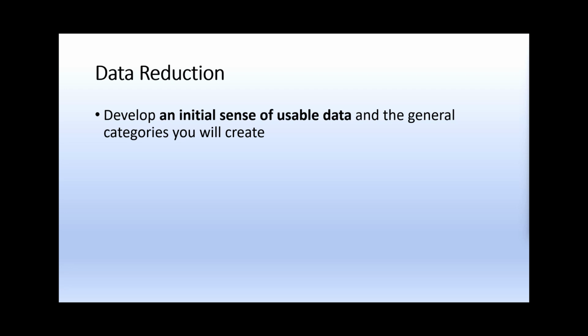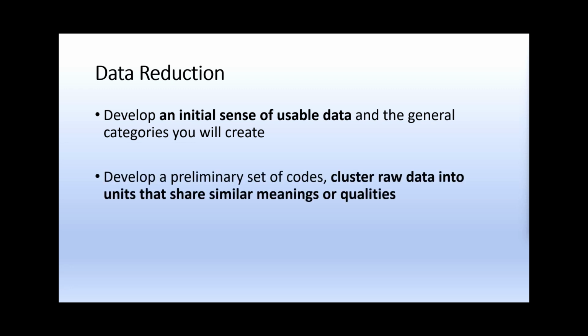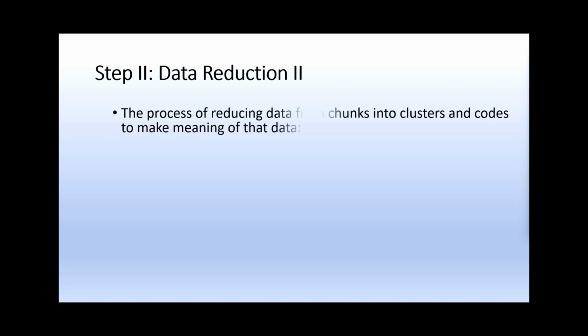So we have data reduction. That's when you develop an initial sense of usable data and generate categories. So you develop a primary set of codes. We shall look at data analysis using software as we finish this topic, so we shall see how we do data reduction, how we do coding. So coding, you give a code to a certain sentence or a paragraph or a phrase according to what it means in the context of the research question.